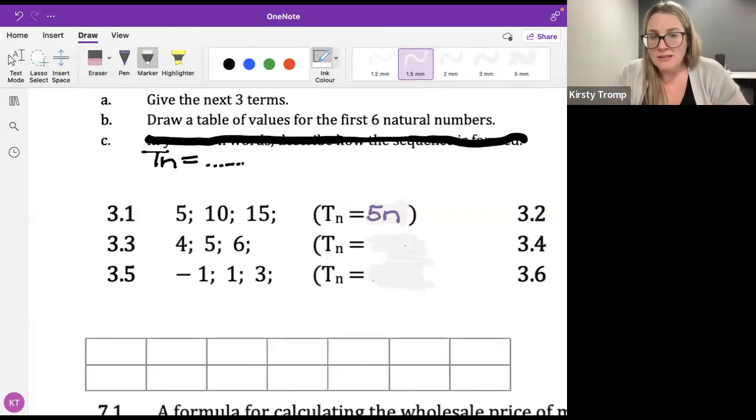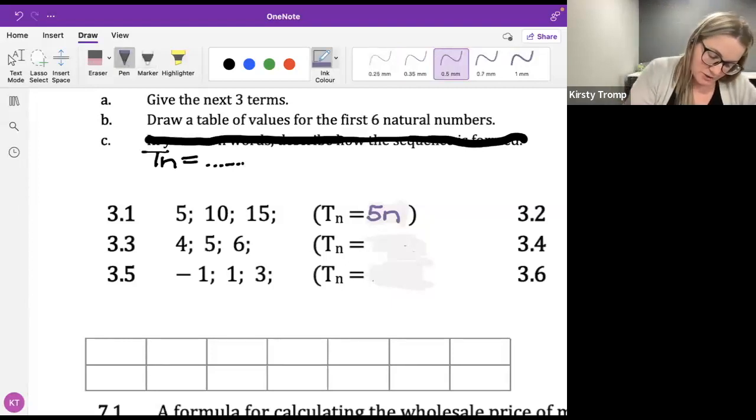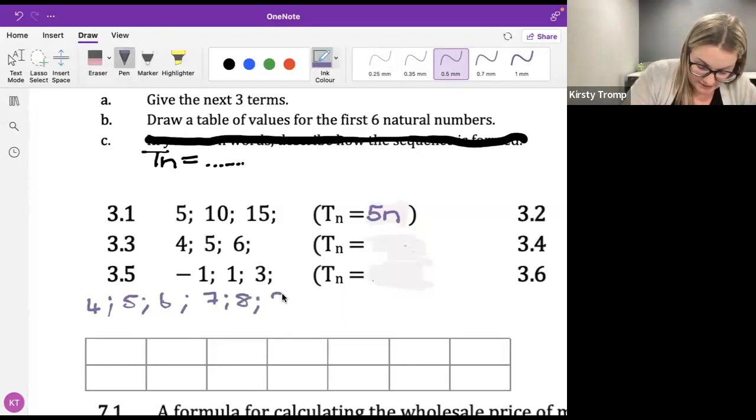Okay. All right, guys. Let's have a look at how we did. So, Lissetti, are you doing 3.3 or 3.5 with me? "Hi, ma'am. I'm going to do 3.3." All right, Lissetti, let's go. So, Lissetti, the first three numbers were 4, 5, and 6. Okay, what were the next three numbers? "Ma'am, the next three numbers are 7, 8, and 9." 7, 8, and 9. Fantastic.